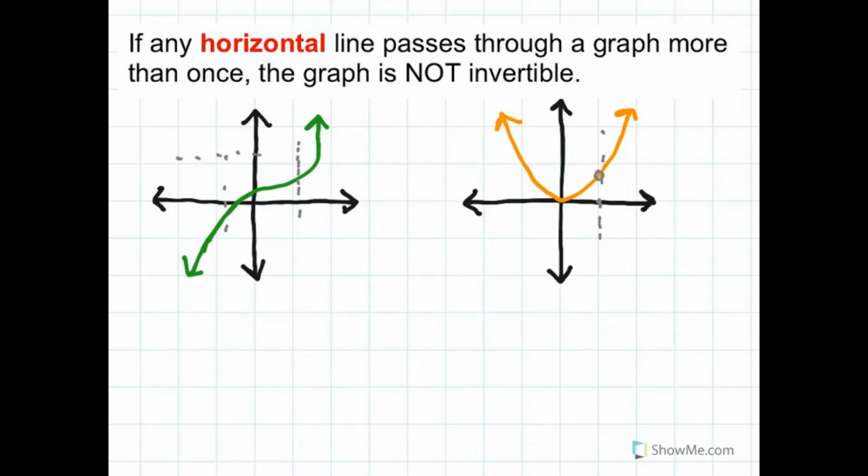The green function is invertible because a horizontal line, any y value, goes back to exactly one x. But the yellow graph is not invertible because a horizontal line shows that y corresponds to 2 different x's.